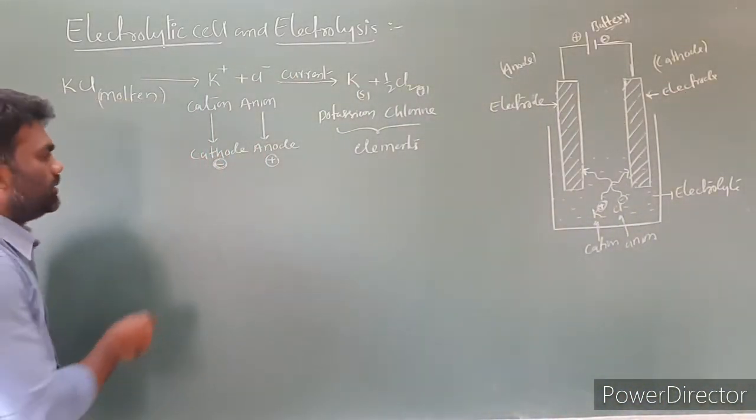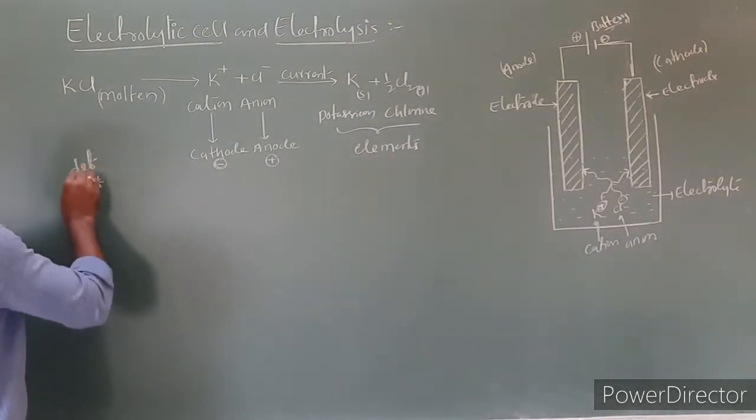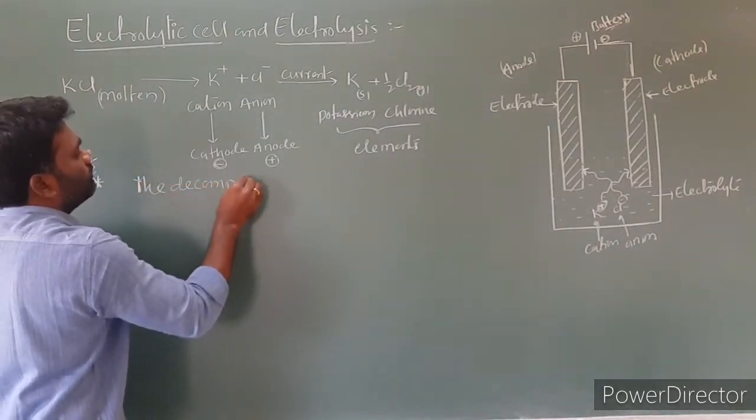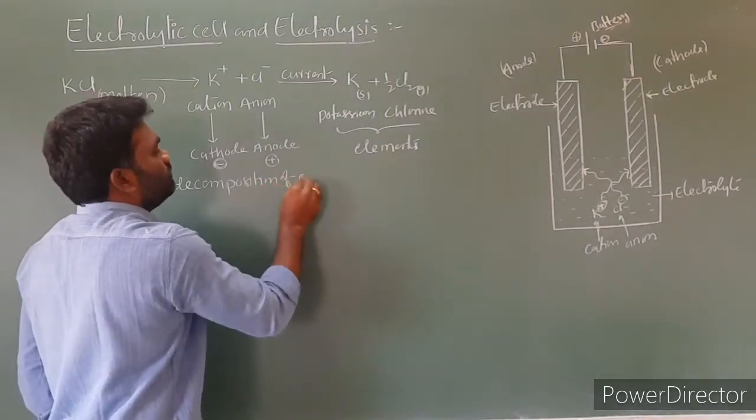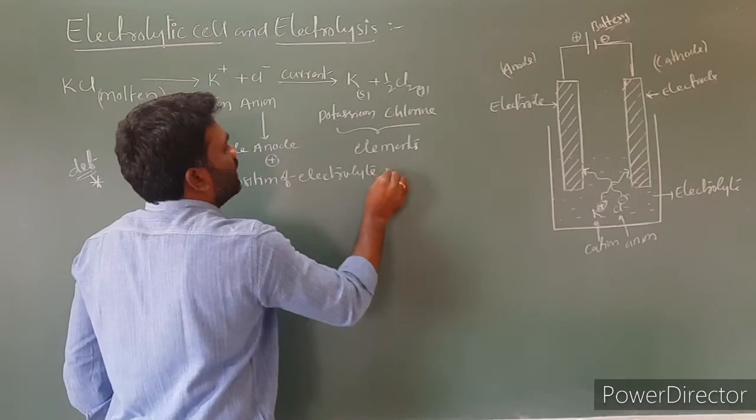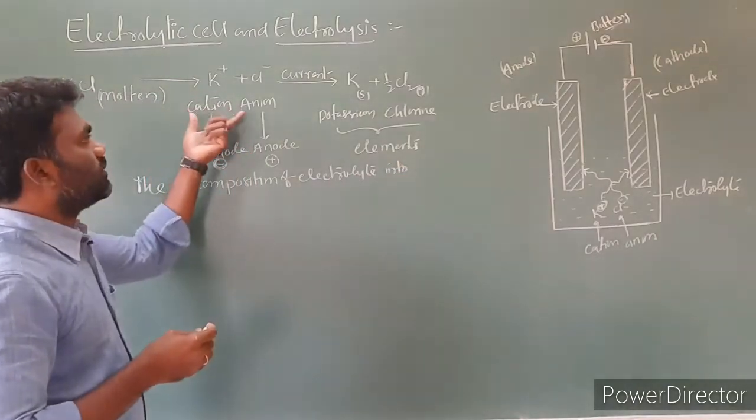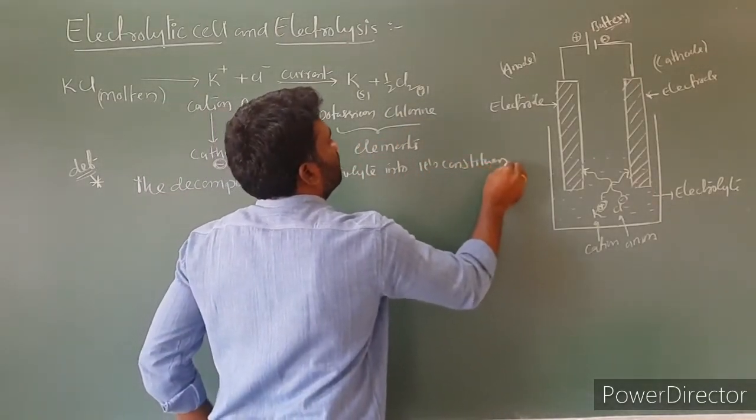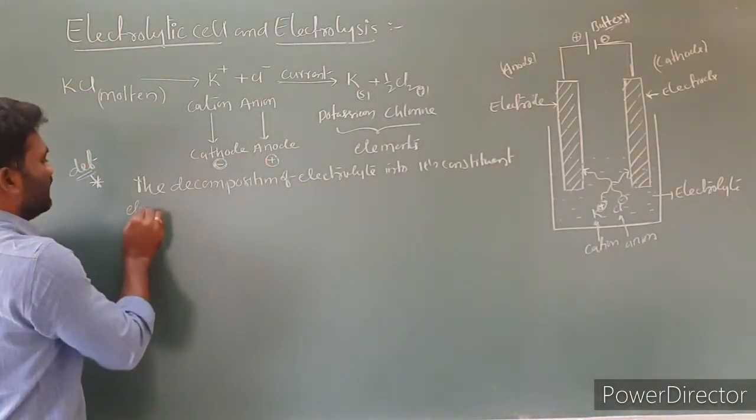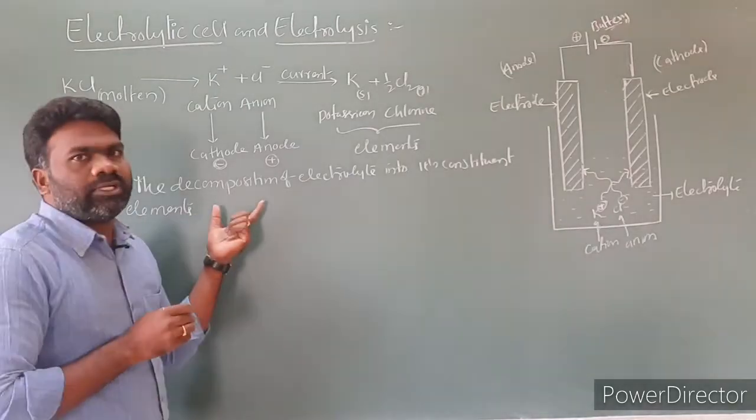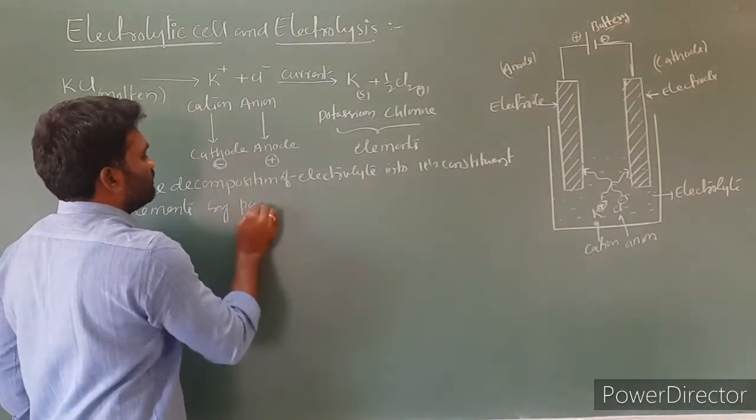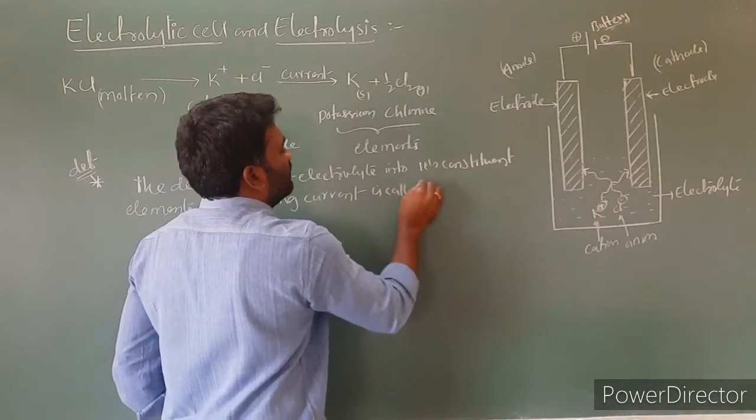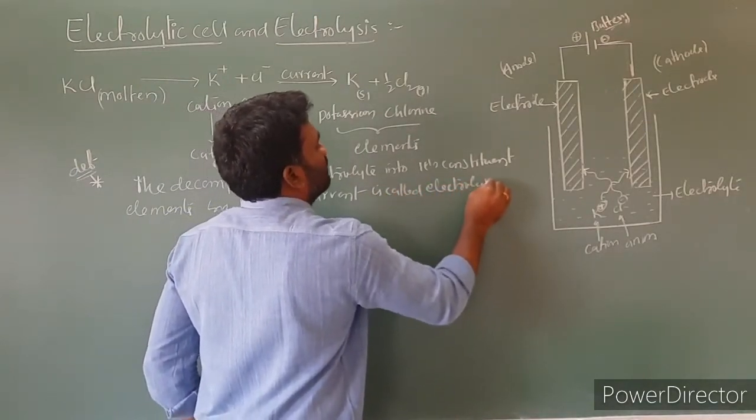Let us write the points relating to it. The first point, definition of electrolysis: the decomposition of electrolyte into its constituent elements by passing current is called electrolysis.